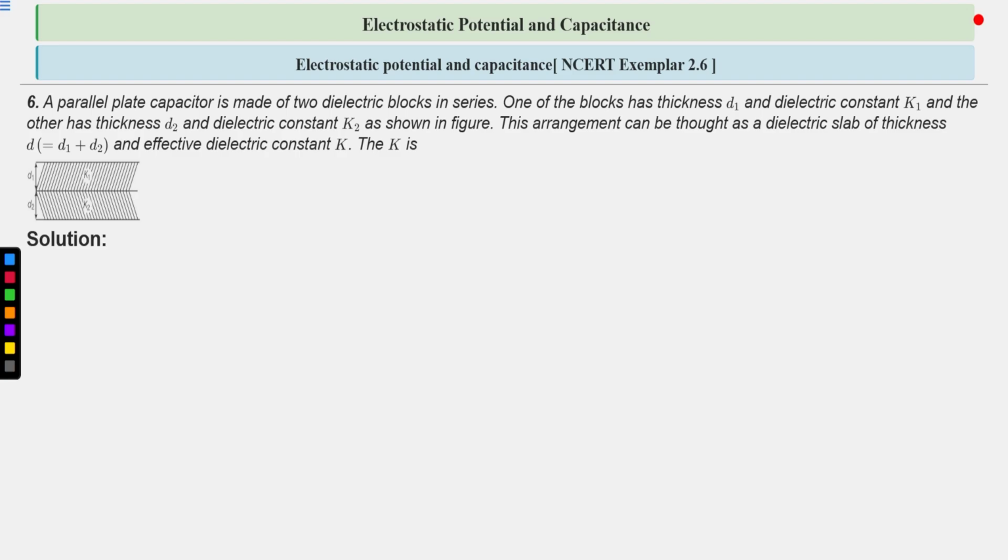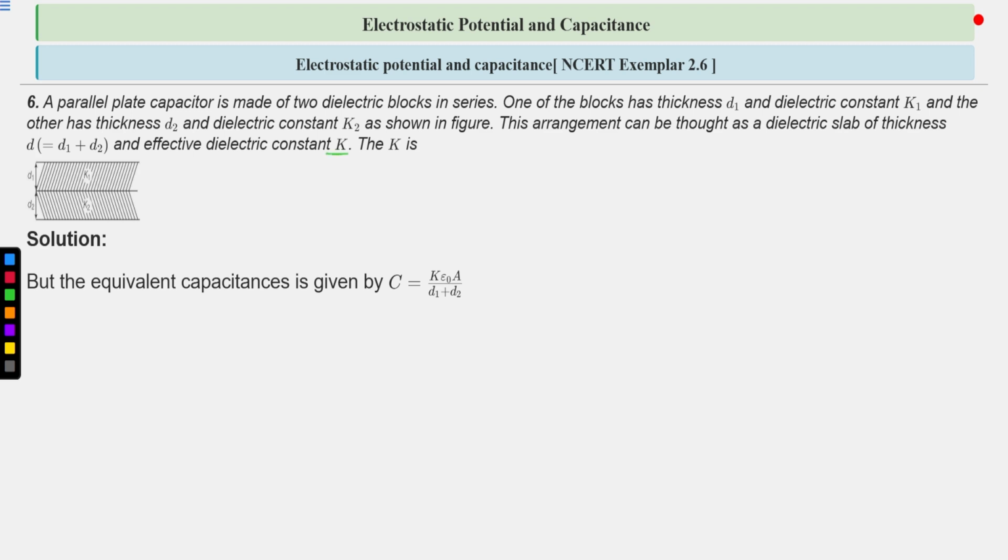Now, according to the last line of the question, this arrangement can be thought of as a dielectric slab of thickness D1 plus D2 and effective dielectric constant K. If we consider these two dielectrics as one dielectric slab and these two capacitors as one whole capacitor, then D1 plus D2 is the total separation between the plates of the capacitor, and the two dielectric slabs are considered as one dielectric slab of equivalent dielectric constant K.